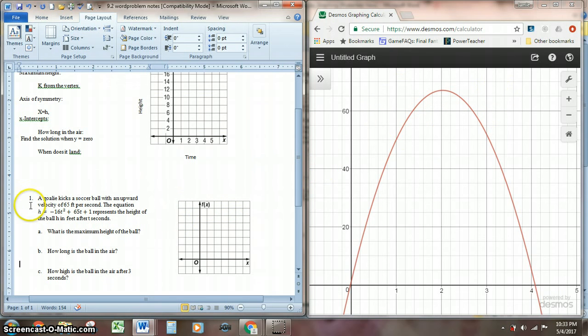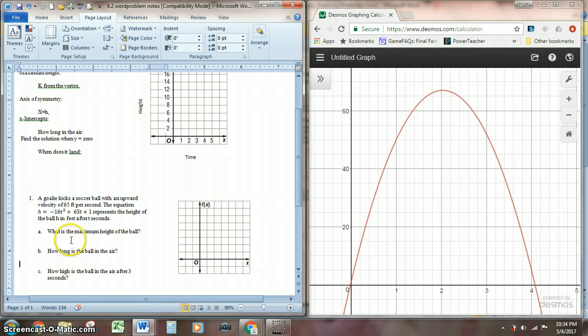Let's read the first problem here on the note sheet that you've got. A goalie kicks a soccer ball with an upward velocity of 65 feet per second. The equation h equals negative 16t squared plus 65t plus 1 represents the height of the ball in feet after t seconds. So just like we set up here, we've got height versus time. How high is it given a certain amount of time? That's what we're looking at in the case with this soccer ball.